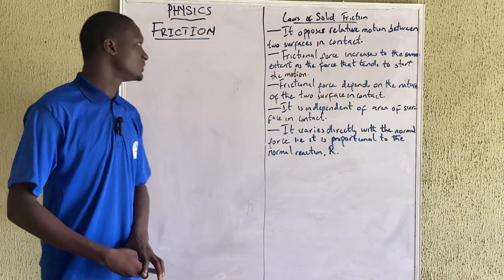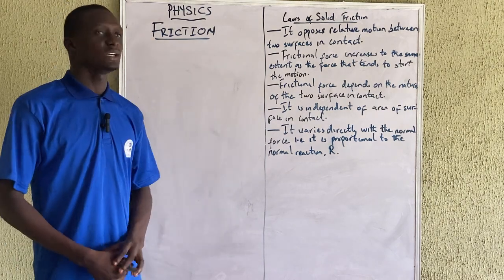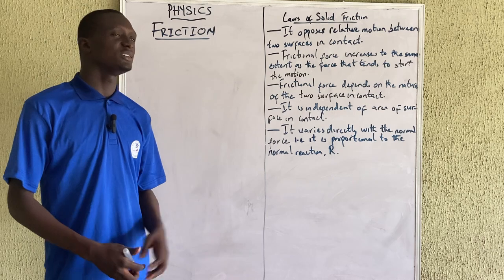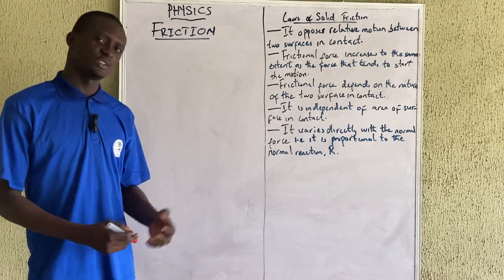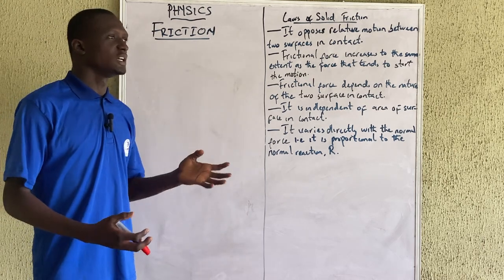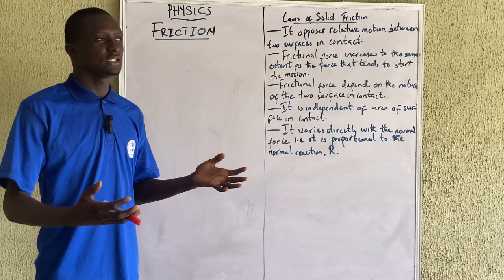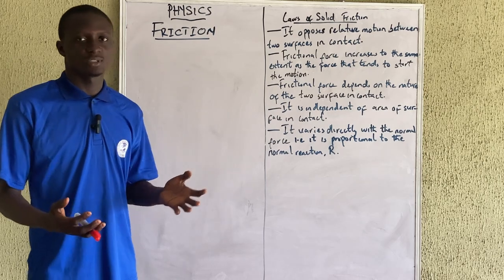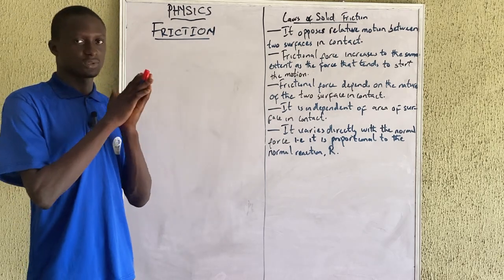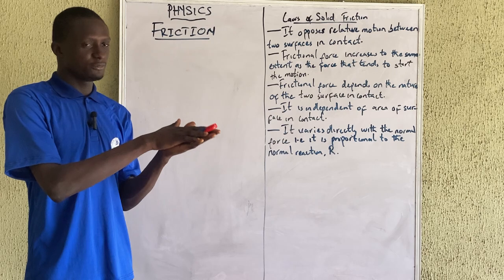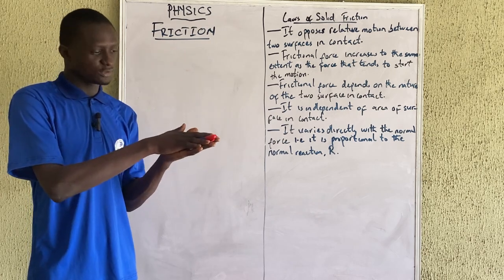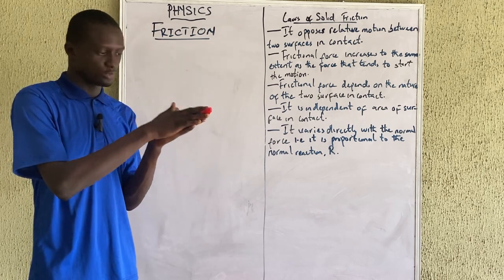So today we are going to be talking about friction. Now, what's friction? It's a very common word we use. Friction, friction, friction. What's friction? Friction is a type of force that occurs when you have two surfaces in contact, and it prevents those two surfaces from sliding over each other.